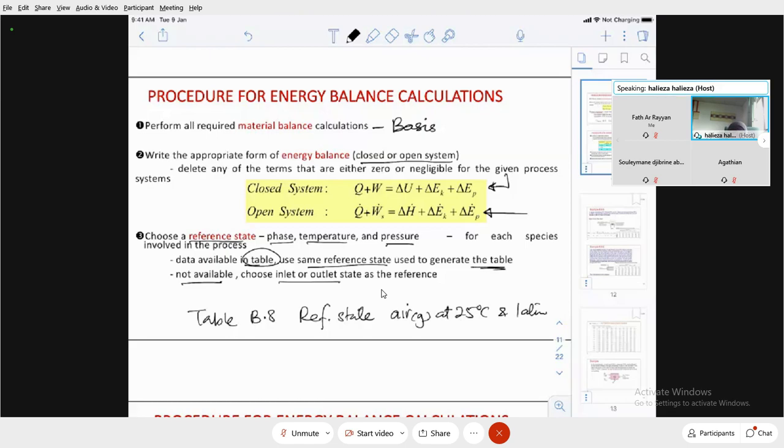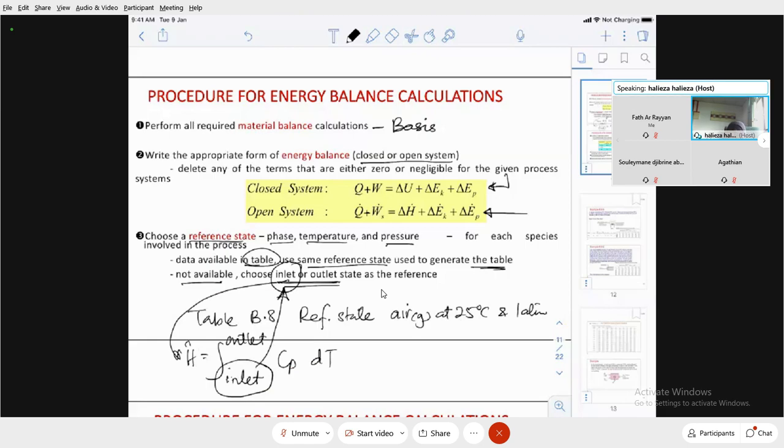If there's no data available, for example, you're getting it from your Cp, then you choose. You want it to be inlet or outlet. It's up to you. If you choose your inlet as your reference, then when you integrate, H is equal to the integral of Cp dT, with the inlet as the bottom temperature and the outlet as the upper limit. That will be the same as your reference state.